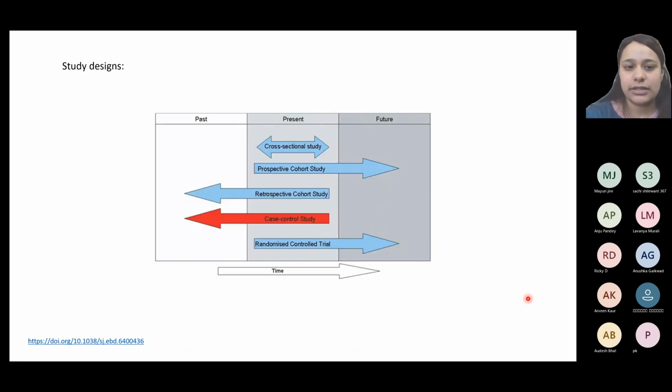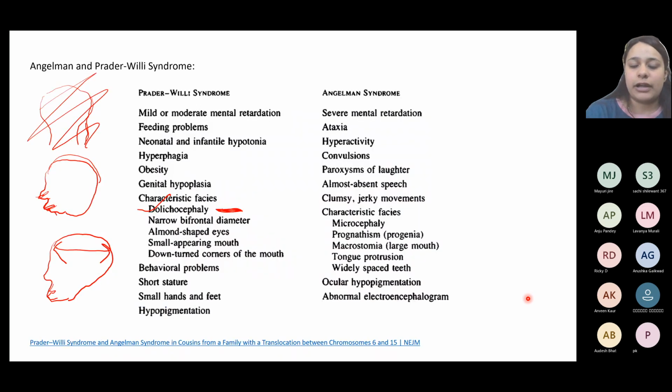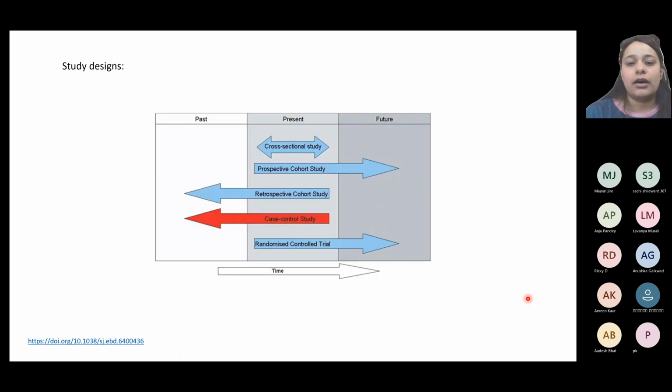So these are certain characteristics for Prader-Willi syndrome patients and Angelman syndrome patients, both of which are defects in the long arm of chromosome 15, as has been discussed in the previous lectures.